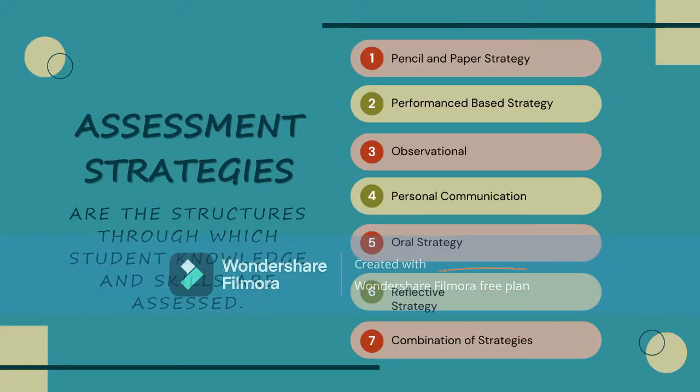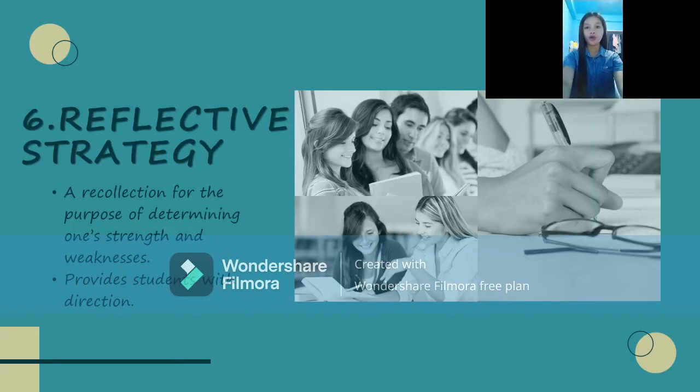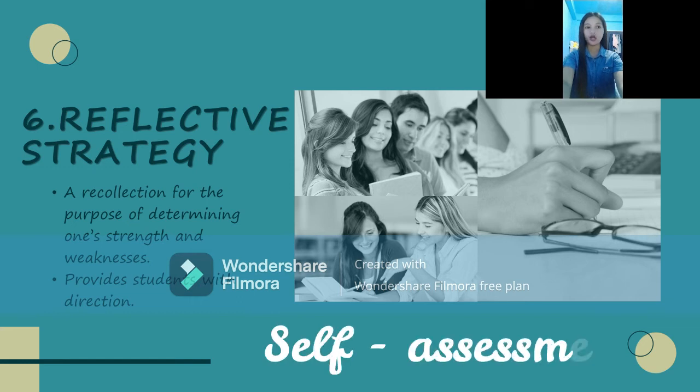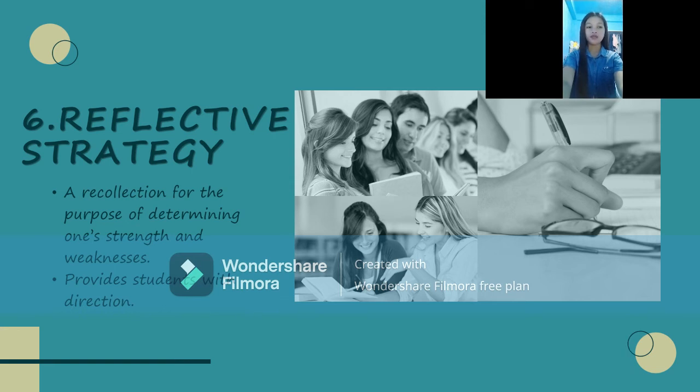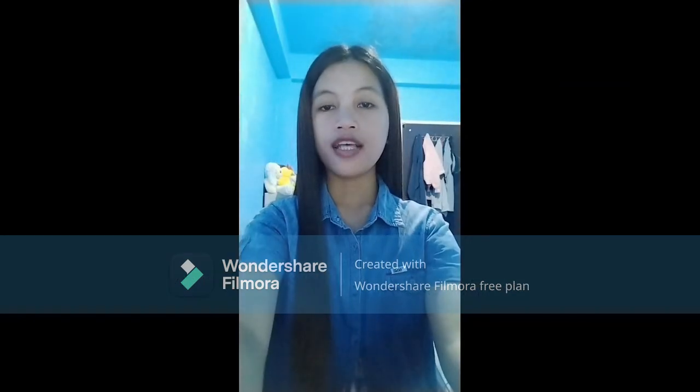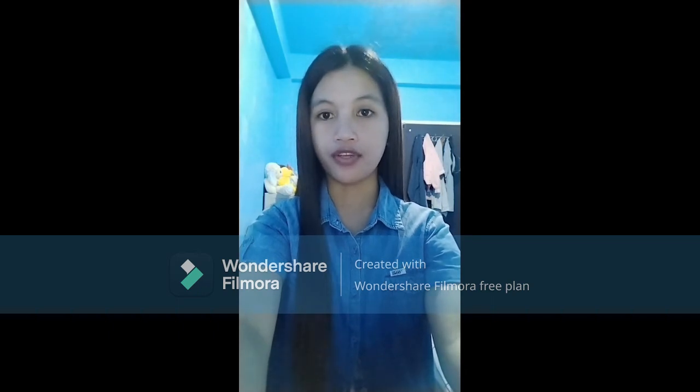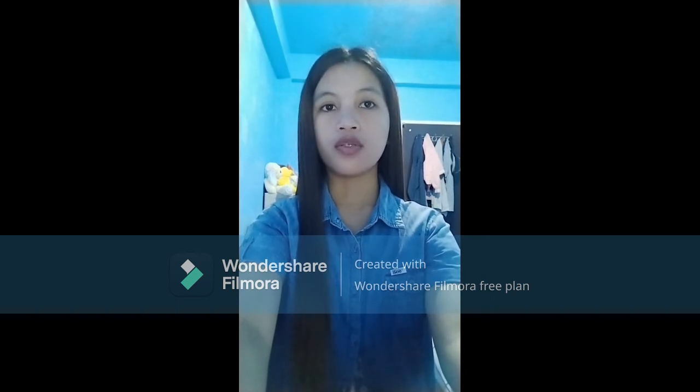Next would be the reflective strategy. For reflective strategy, we have here the self-assessment, which is a recollection for the purpose of determining one's strengths and weaknesses. It also provides students with direction. Self-assessment gives teachers insight into the students' perceptions of their learning. This focuses on learning outcomes and encourages students to think beyond and reflect on the activities they have done.